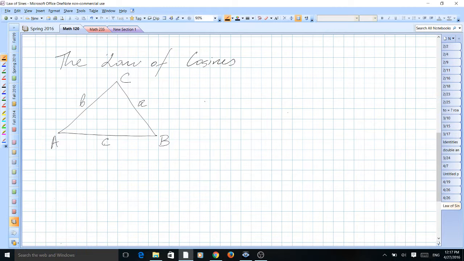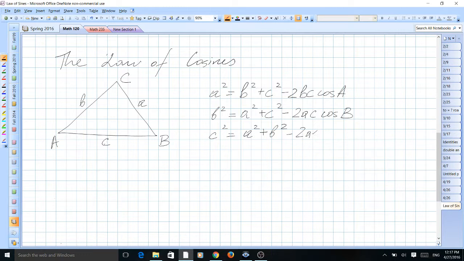I have the following three expressions as part of my law of cosine. A squared is equal to b squared plus c squared minus 2bc, cosine of A. I can also rewrite this: b squared is equal to a squared plus c squared minus 2ac, cosine of B. You'll use this when you have a different angle that you are able to use. And c squared is equal to a squared plus b squared minus 2ab, cosine of C. We'll try to prove this right now.